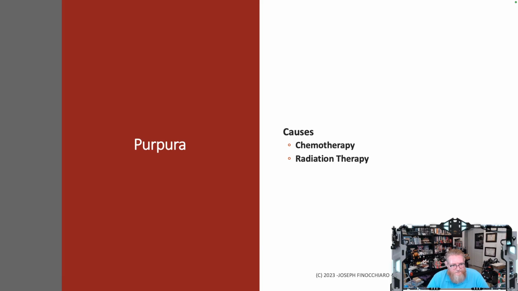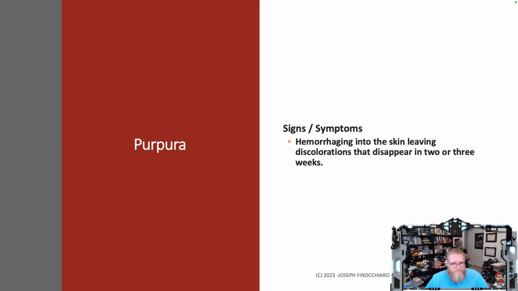What are causes of purpura? Chemotherapy and radiation as it pertains to thrombocytopenia. Signs and symptoms of purpura: hemorrhaging into the skin, leaving discolorations that disappear in 2 or 3 weeks.